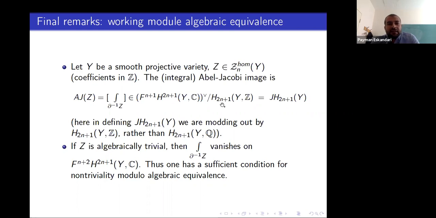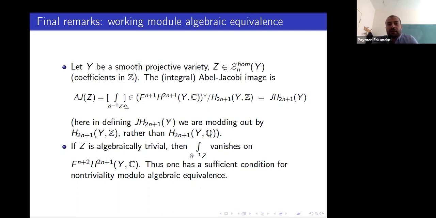Now this here is the Abel-Jacobi image of Z. But this is the main and very simple observation: if Z is actually algebraically trivial, then this will vanish on F^{n+2} of H_{2n+1}. The point is that if Z is algebraically trivial, then there is a chain whose boundary is Z, and you could choose it so that it lies in a complex manifold of dimension n+1.